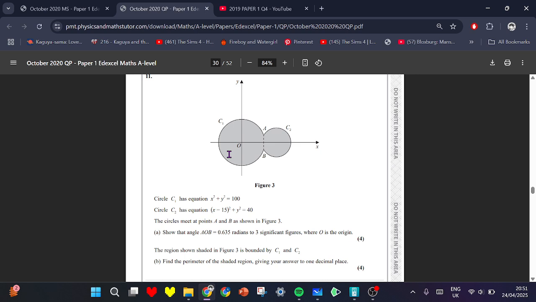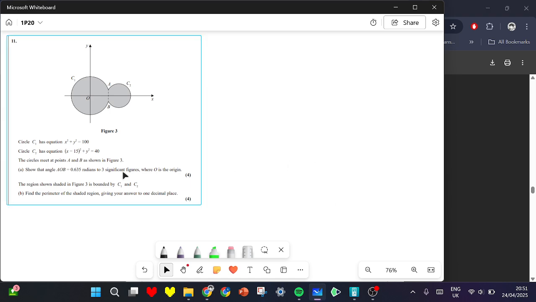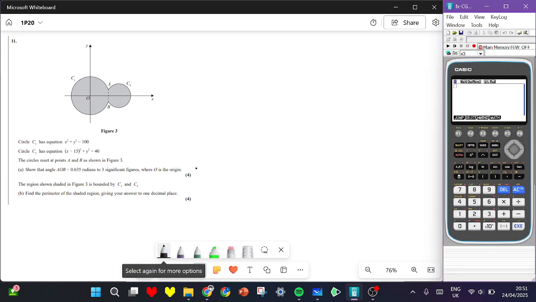So she asked me to do the 2020 paper, I think it was paper 1, from question 11. So the first one is a circles question. So what do we have to do? Part A, we have to show that the angle AOB is that.